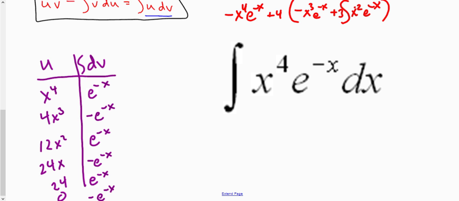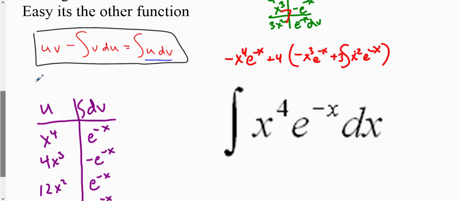Okay. Now, from here, to understand how we're going to take our u times v. So this is our u, and here's our v, if you recall. So we're going to now take u times v. And what we have then is going to be, in this case, negative x to the fourth e to the negative x.